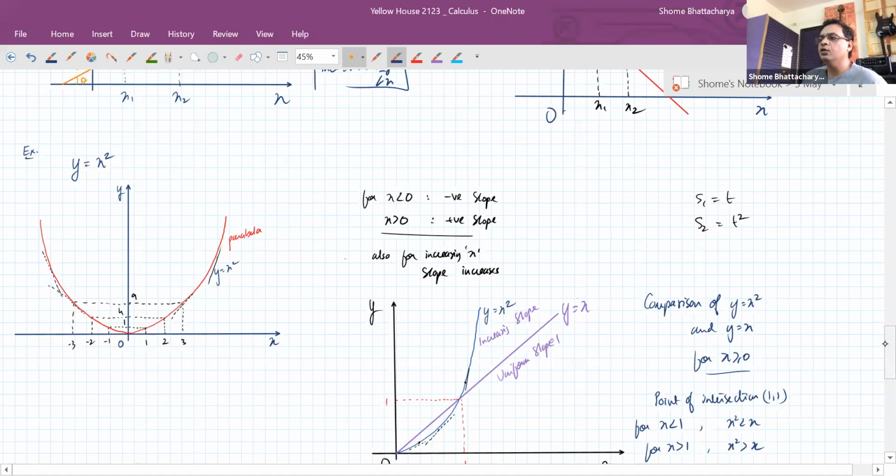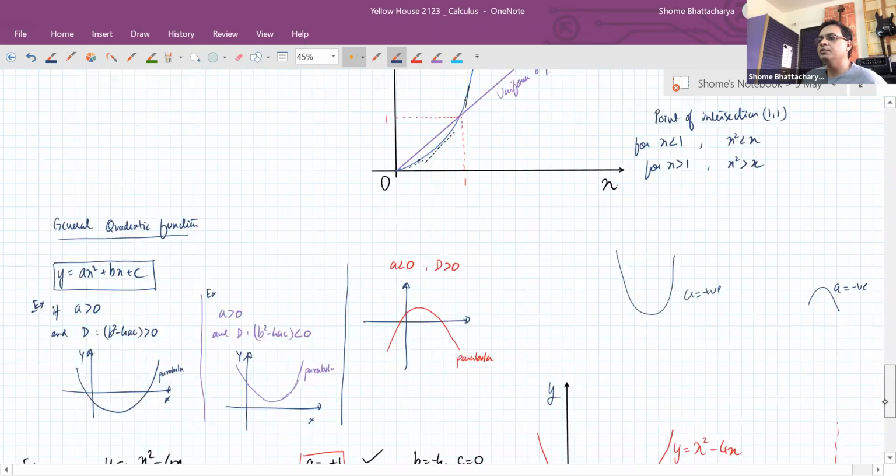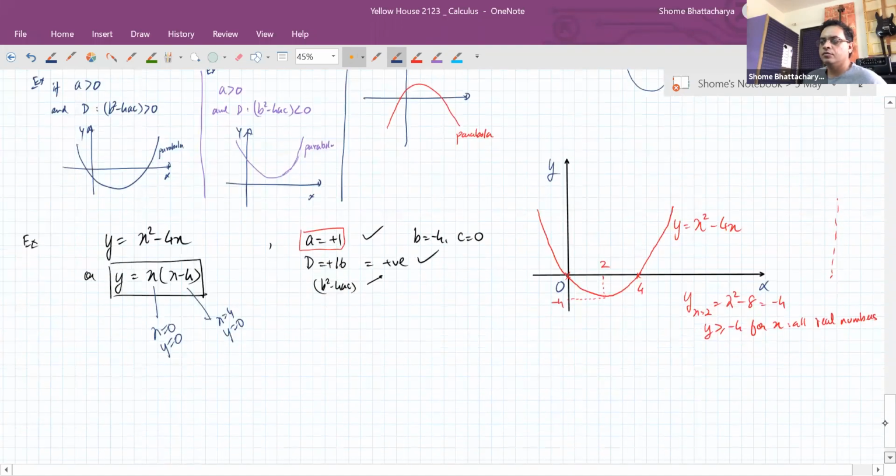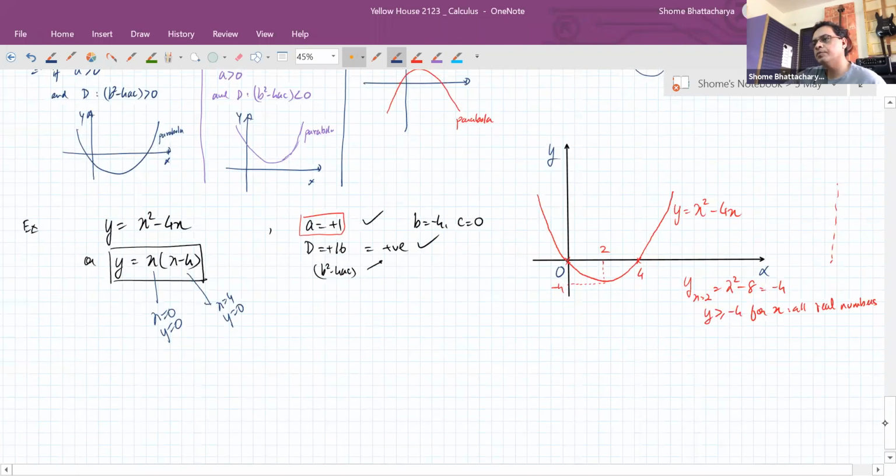Now, this is the most basic type of parabola, y equal to x square. It has this point at 0 and it opens upwards. Now, from this basic parabola, if we go to a more general parabola, ax square plus bx plus c, the shape will still remain this. But it might become inverted. When will it become inverted? When a is negative. It might cut the x-axis at two places. It might not cut the x-axis. All these things depend on the value of the discriminant. Okay, understood now? Yes, sir.